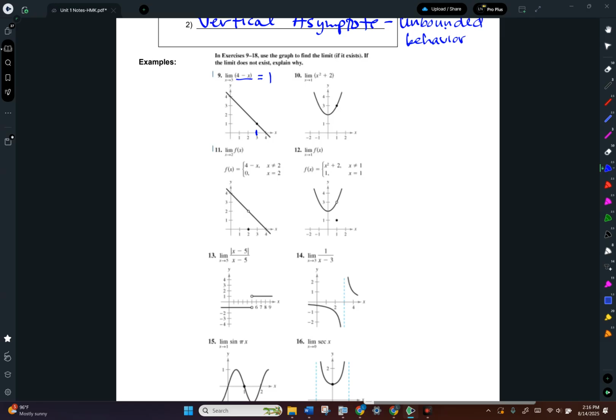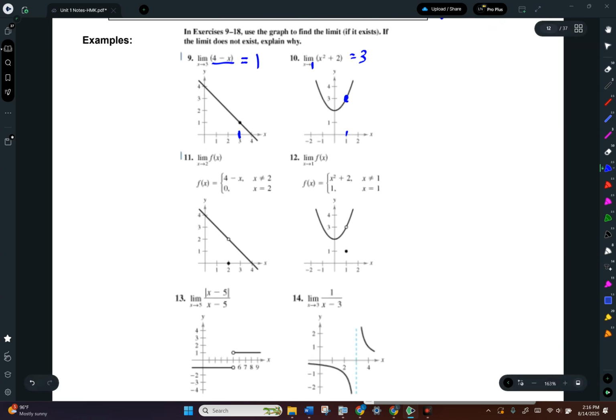So if there's an actual point there, then the answer to the limit is just the y value. Number 10, notice it says as x approaches 1. So at x equals 1, the y value right there is 3. On number 11, I'm trying to find the limit as x approaches 2. If I look at the graph, at x equals 2 there's a hole. But do you see that from the left side, I get the same thing as I have from the right side.